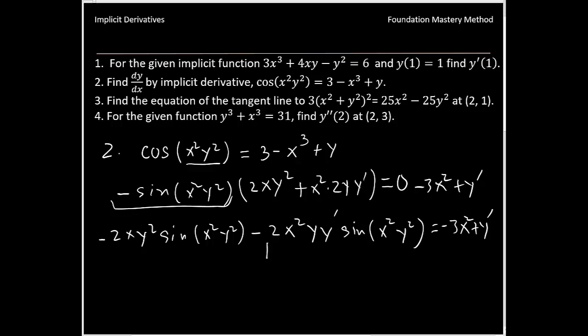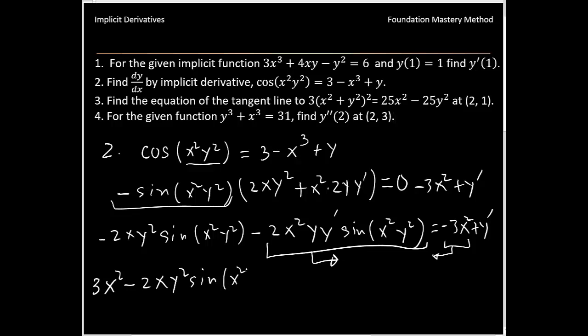Now this term has y prime, we'll move it to the right side. This one doesn't have y prime, so we move it to the left side. This one will go right, that one will come to the left. So then this one is coming out as 3x squared minus 2xy squared sine x squared y squared equals y prime plus 2x squared y y prime sine x squared y squared.